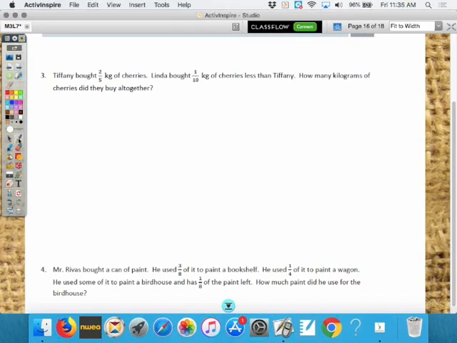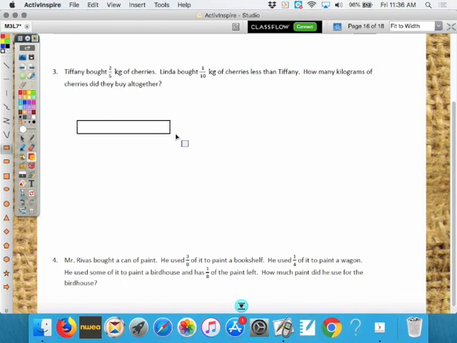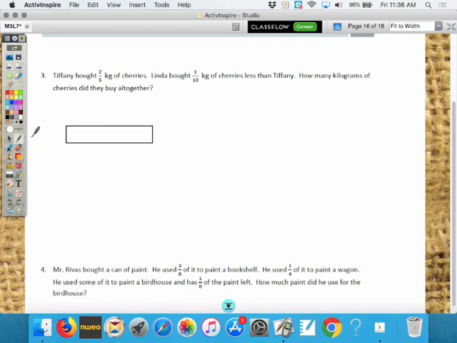Let's look at problem 3. It's different. So I'm going to read it, and then we'll see what to do about tape diagrams. Tiffany bought 2/5 kilograms of cherries. Linda bought 1/10 kilogram of cherries less than Tiffany. How many kilograms of cherries did they buy altogether? It's a kilogram. So the first thing we have to figure out is how to put this on a tape diagram. And on this one, you're going to need 2 tape diagrams that are the same size. One for Tiffany, one for Linda.